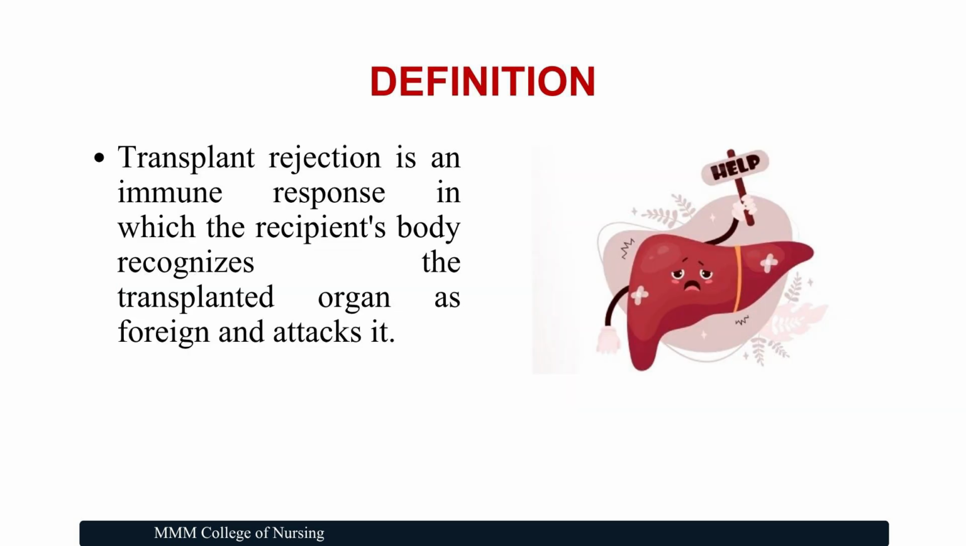Now we'll move into the definition. Transplant rejection is an immune response in which the recipient's body identifies the transplanted organ as foreign and attacks it. This happens because the donor organ carries different antigens than the recipient's own tissue, and the immune system is designed to detect and destroy anything it identifies as non-self.